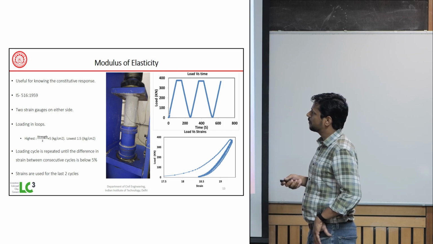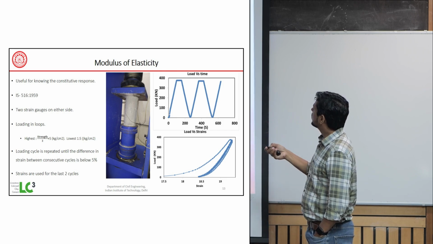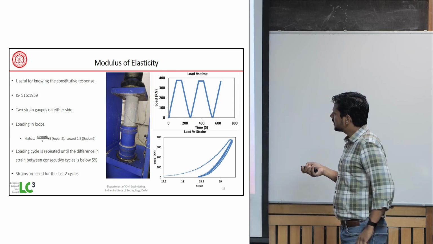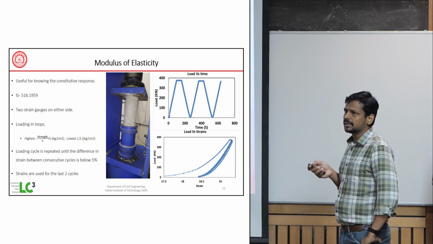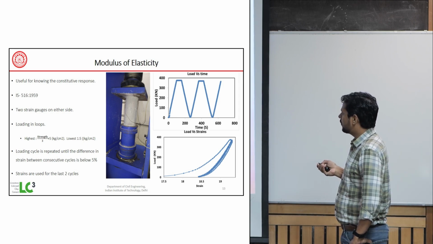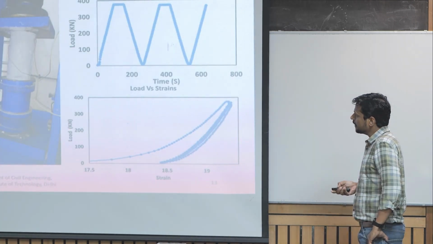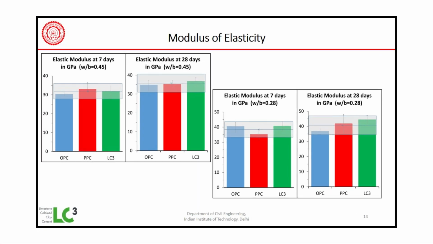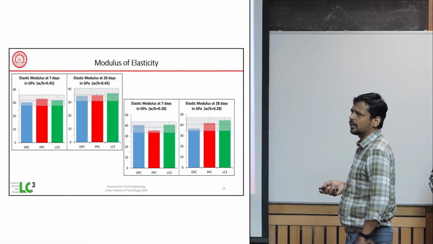So we use the procedure mentioned in 516, where we load the specimen in cycles, and then we measure the strain and stresses developed with those cycles, and we take the slope of the last loading cycle of the stress and strain curve. These are the results. We find that all these cements perform similar. The elastic modulus is similar for all of them.